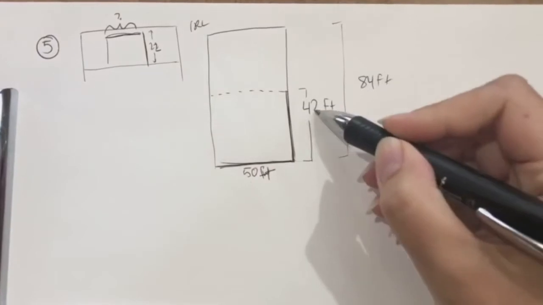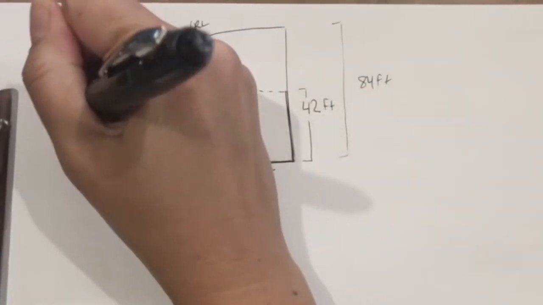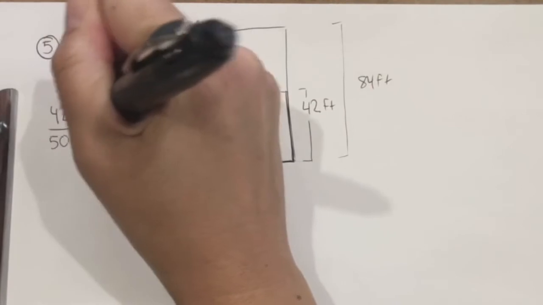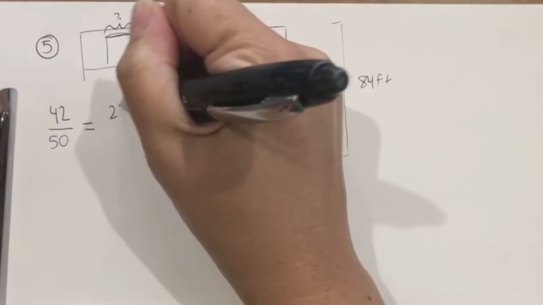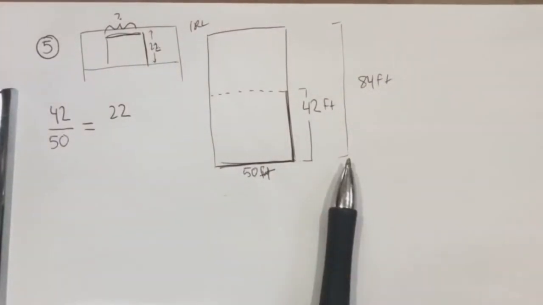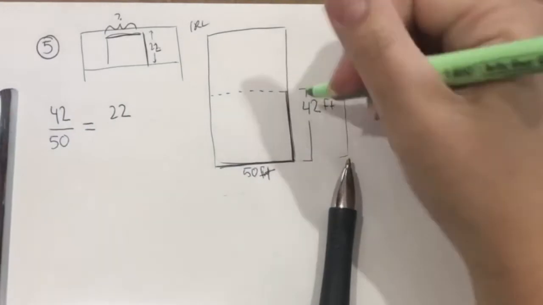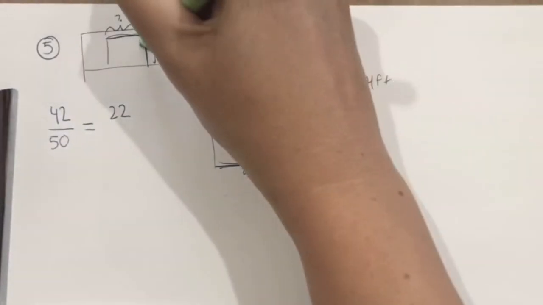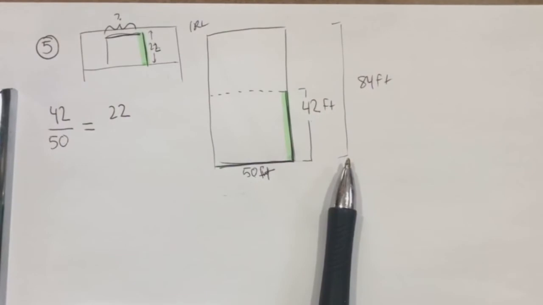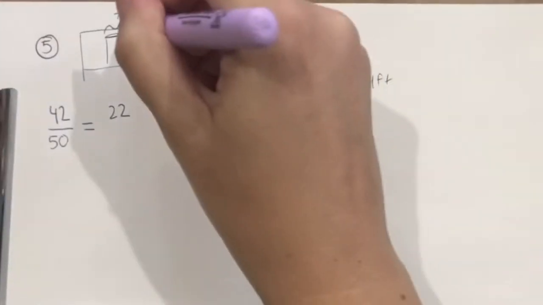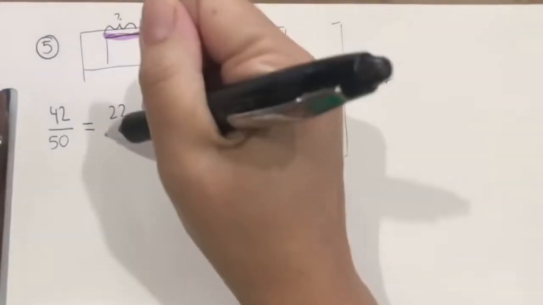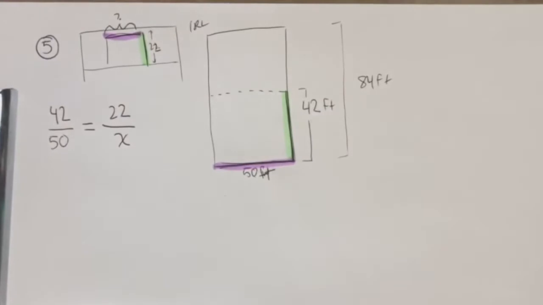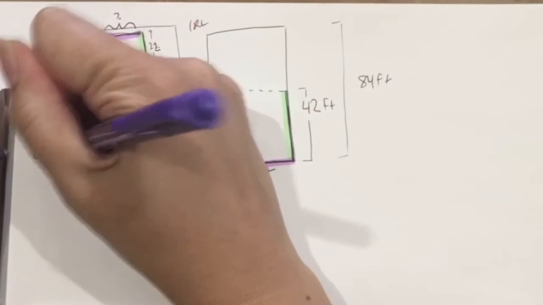So let's set this up as 42 feet compared to 50 feet. 42 feet compared to 50 feet is going to correspond to the 22 inches, right? This is the similar side, the corresponding side of the court. Okay, so that's our unknown, that's our x. Let's go ahead and do some cross multiplication here.